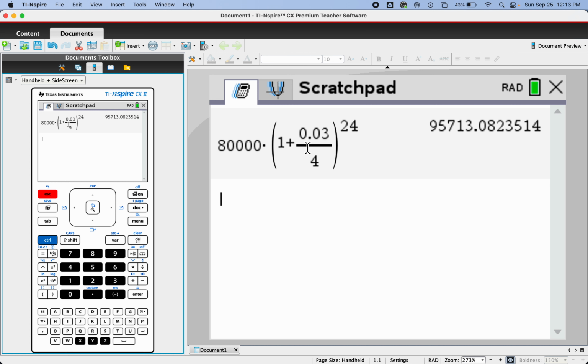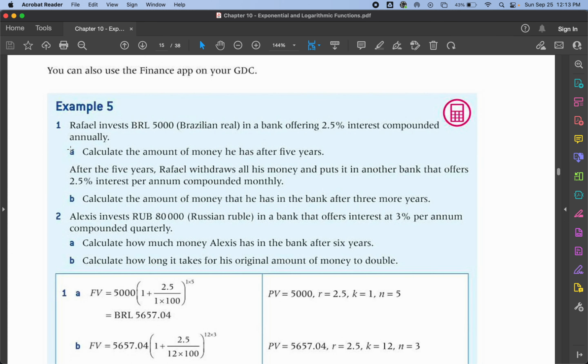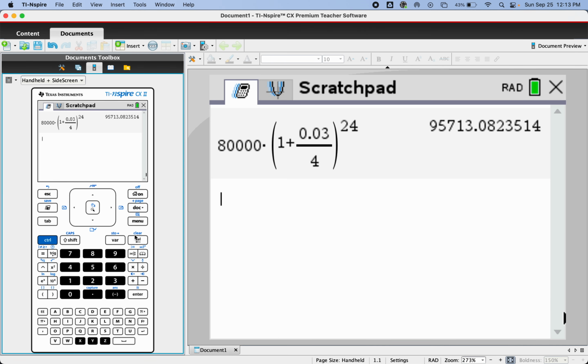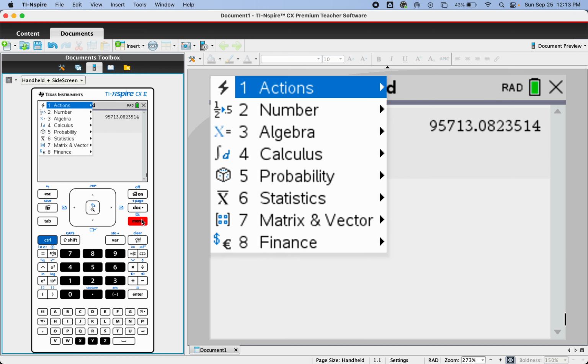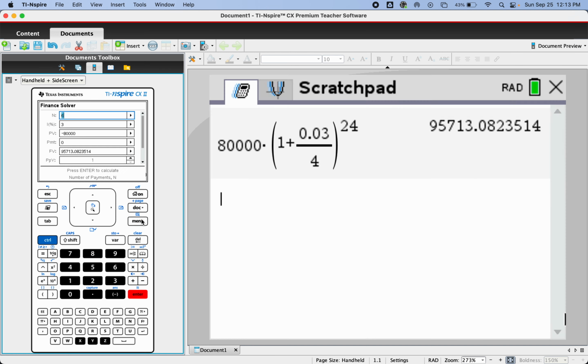So here's another way to think about it. You can do it either way, but it's good to know the finance solver. It's very powerful, and that's what this video is on. So let's look at part B, which is, now calculate how long it takes for his original amount of money to double. Now this changes things a little bit. Basically we want to know when does the 80,000 turn into 160,000. So I'm going to go back into that solver, menu 8, 1.